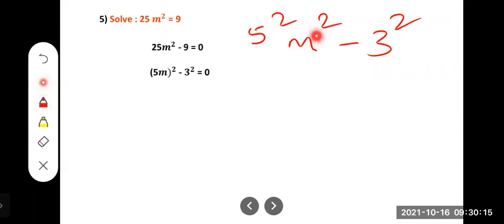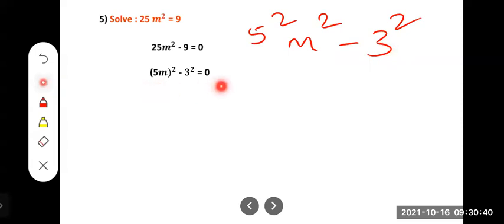Now 5 square m square, can we take common? This square, can we take it common? Yes. So 5m the whole square. That's why I have written here common. Understood, children? 5 square m square, we can write it as 5m the whole square. The square will come common. Is it clear? And minus 3 square.